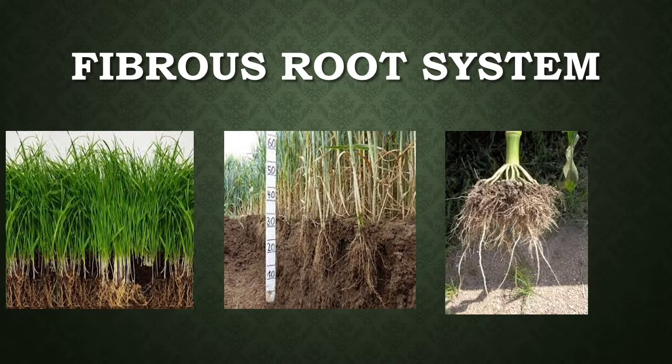These types of plants can be easily pulled out. Grass, wheat, rice, maize, etc. have fibrous roots.